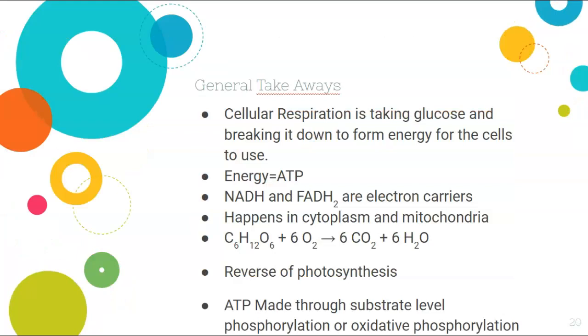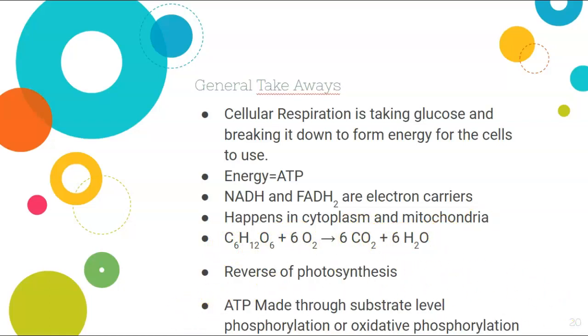So again, we're taking glucose, we're breaking it down. Our energy is ATP. We have these other 2 molecules that are essentially electron carriers. Okay. This is happening in the cytoplasm and in the mitochondria itself. Here's our reaction. It's the exact opposite of photosynthesis. Okay. We make ATP through 2 different ways.